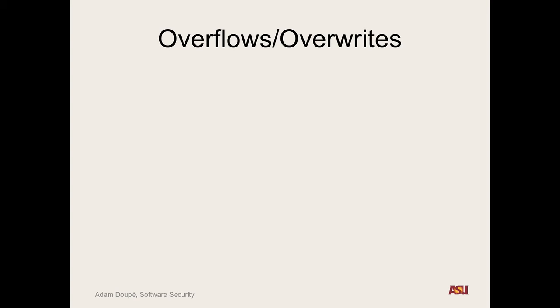So what happens when you copy one buffer to another in C? What are buffers in C and C++? Just arrays. So what's an array? A contiguous set of memory. How do we know the size of that array?